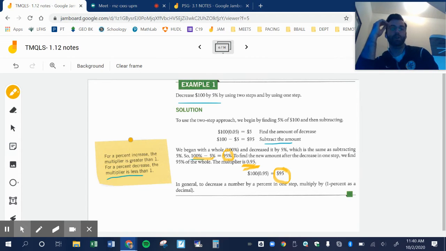For a percent increase, the multiplier will always be greater than 1, since I'm adding additional percentage to my 100. And then for percent decrease, my multiplier will always be less than 1, since I'm taking away from my 100%.